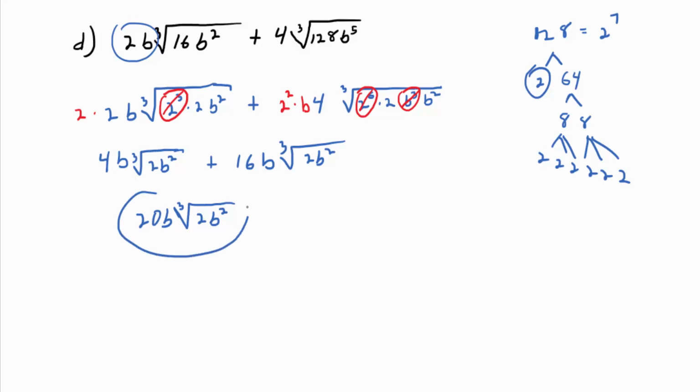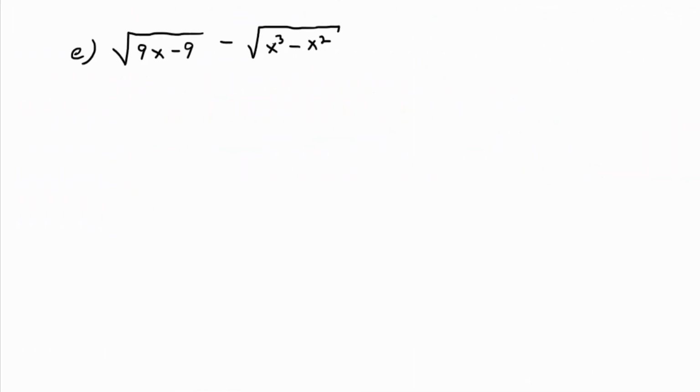Let's do one more of these. Part E, we have the square root of 9x minus 9 minus the square root of x cubed minus x squared. Okay, what can we do underneath the radical? The first radical, let's say. Yeah, well, we can, but there's a step you should probably show first. Oh, I think you actually meant the right thing. I thought you said take the 9 out of the radical, but no, you meant factor out the 9, didn't you? Okay, so what do you get when you do that? 9 times x minus 1 underneath the radical, right?